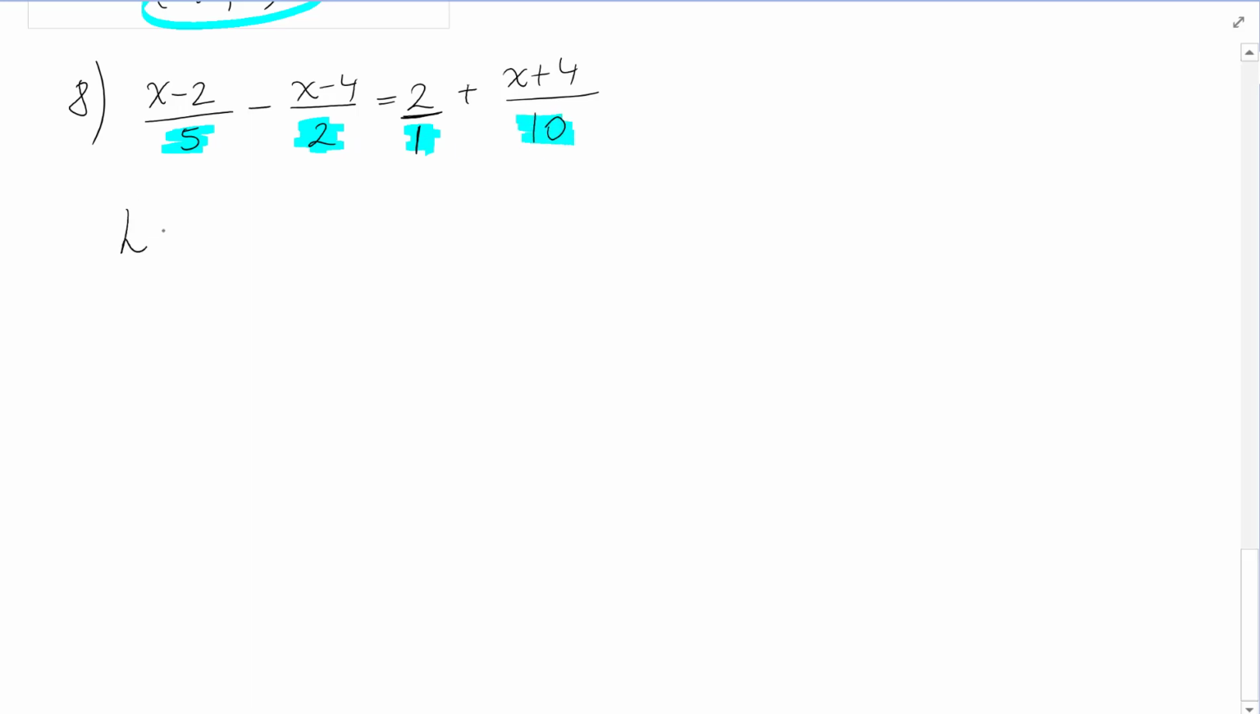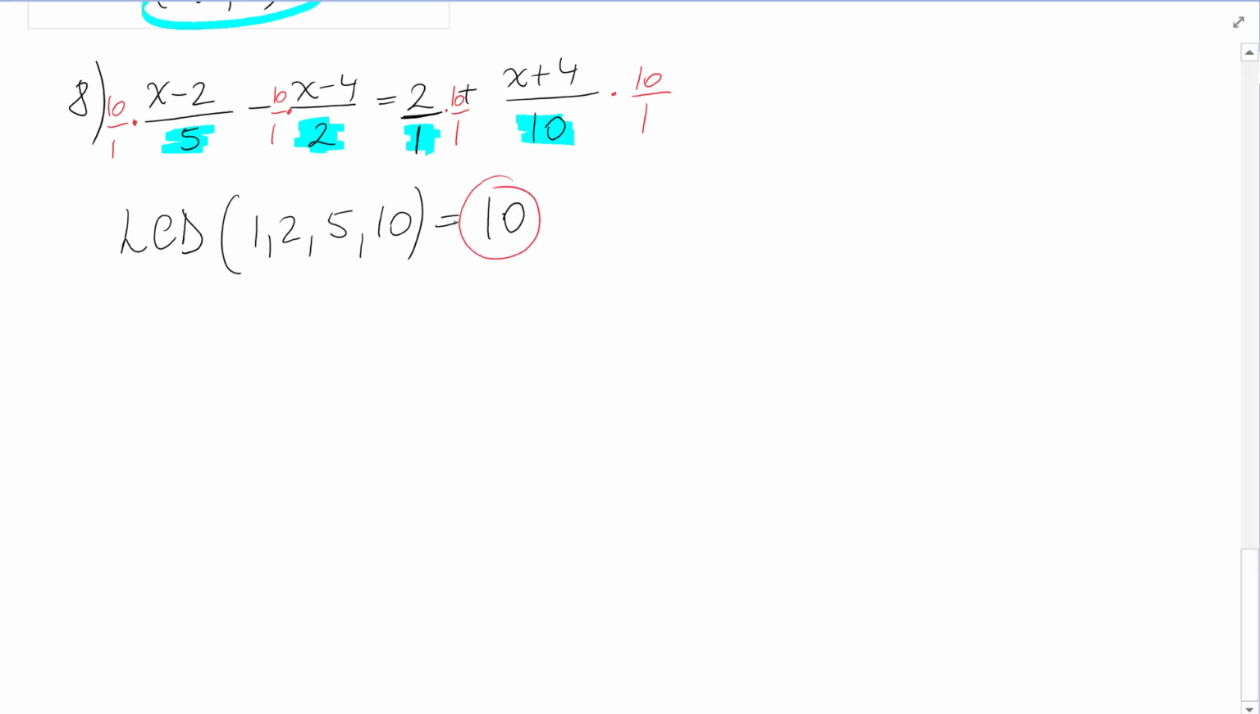So let's start by finding the LCD. The LCD of 1, 2, 5, and 10, the least common denominator, or the number that can be divided evenly by 5, by 2, by 1, and by 10, it's actually 10. So let's use this number to multiply every single term by 10. So I'm going to multiply this one by 10 over 1, this one by 10 over 1, this one by 10 over 1, and this one by 10 over 1. So every single term is going to be multiplied by 10.